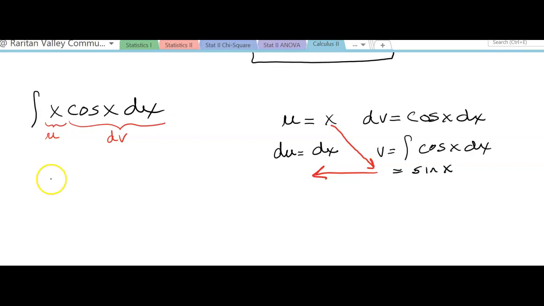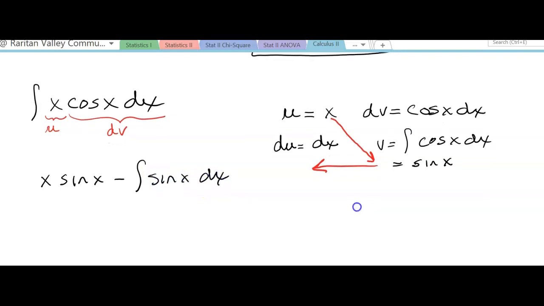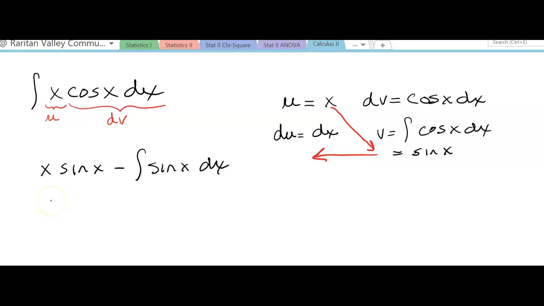u times v, x times sine x, minus the integral. Don't forget to put the integral for the second part. Sine x dx. And then just finish it, because remember, we picked something we can integrate.